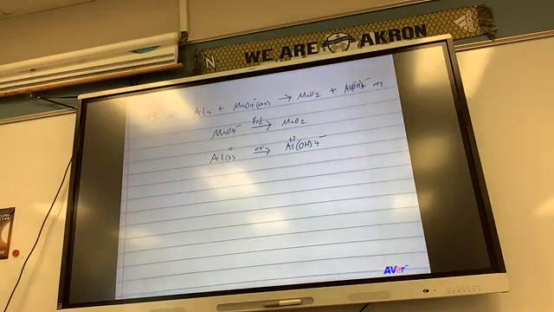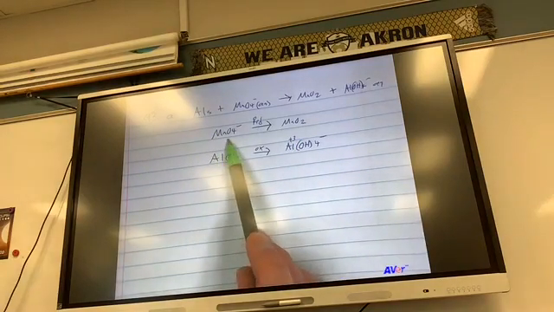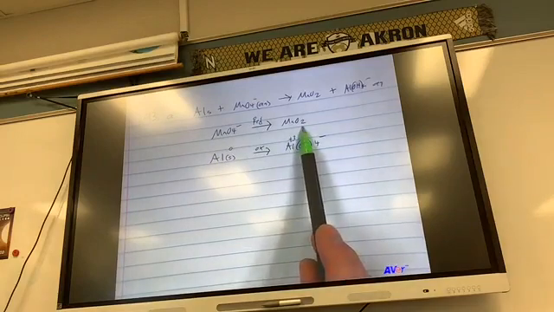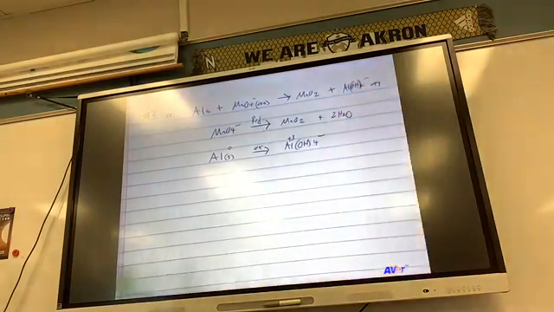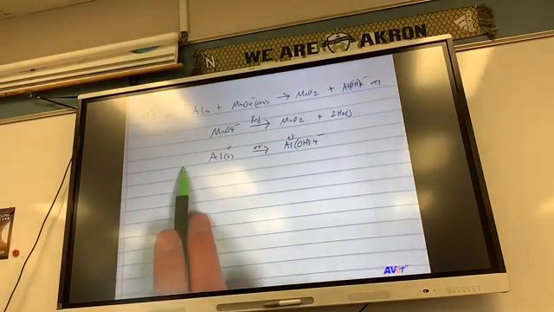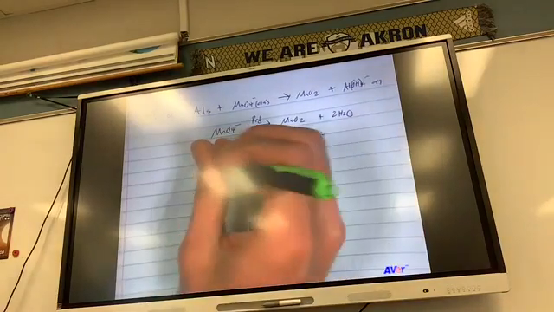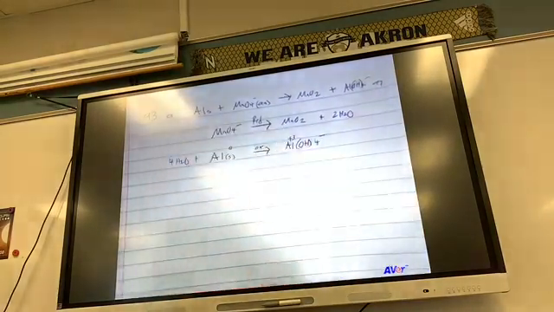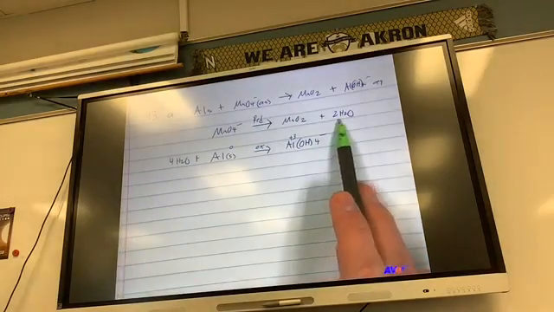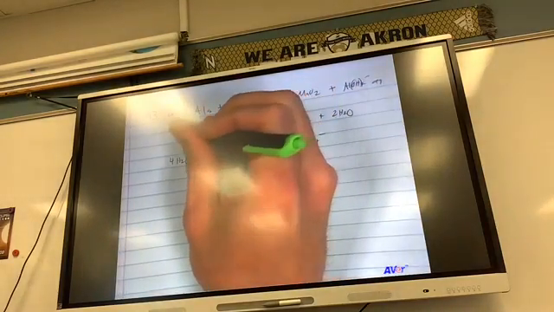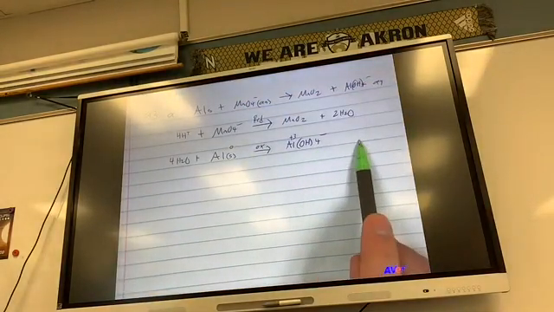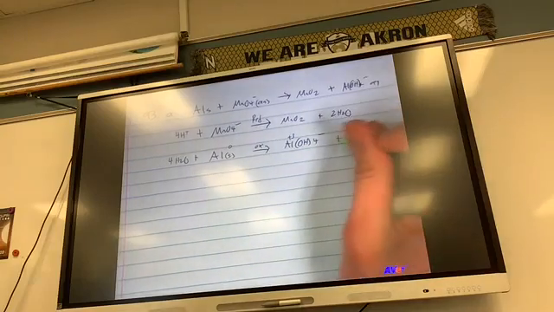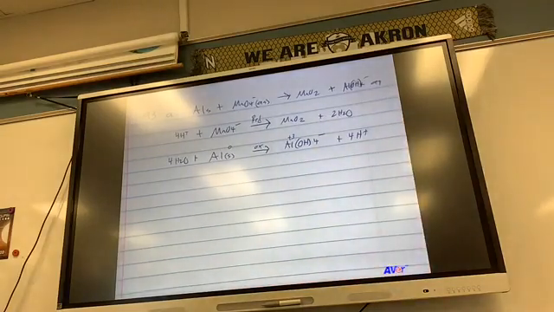What's the next step? Balance O's by adding water, H2O. So I got 4 O's here. I got 2 O's here. So I have to add what on this side? Plus 2 H2O. I've got 4 O's here, so I have to add on this side plus 4 H2O. Next step, balance your H's by adding H plus. 4 H's here, plus 4 H plus. 8 H's here, 4 H's here, so what do I have to add on this side? Plus 4 H plus. Look good so far?